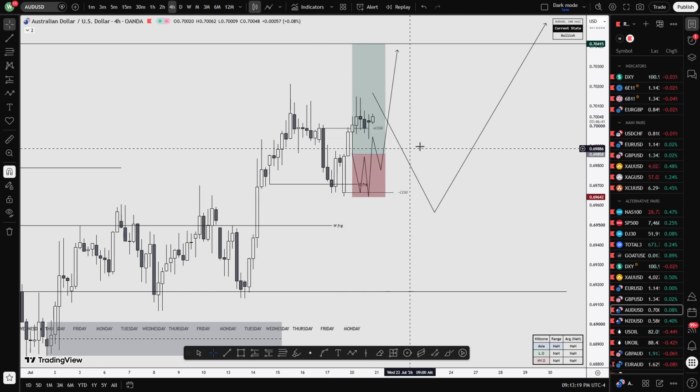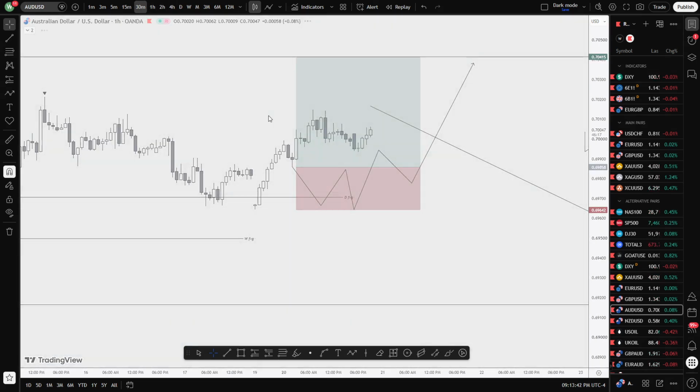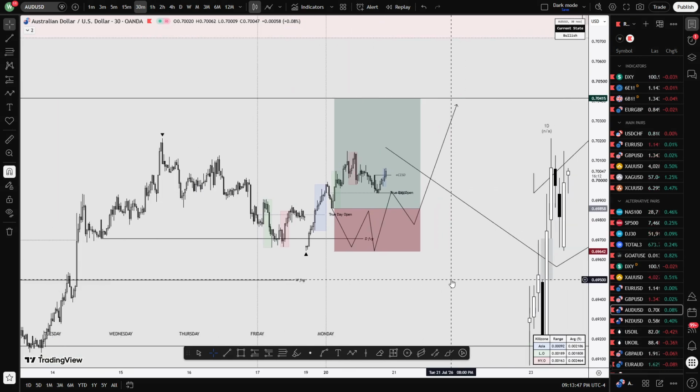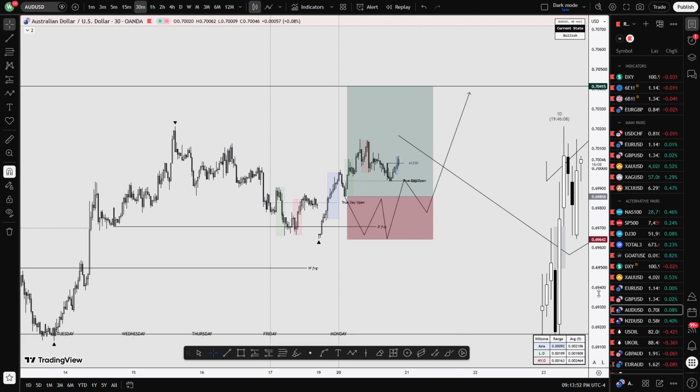We might just see price continue off of this, right? So we've tagged this already here. This is where the candle ends. So we tag this and then we just continue to the upside. Now, if we're going to do that, then we'd have to drop to a lower time frame to see. But for me, I would anticipate price sweeping liquidity of some sort.